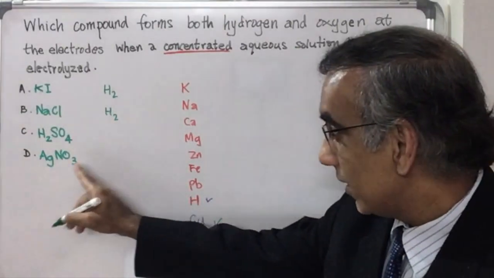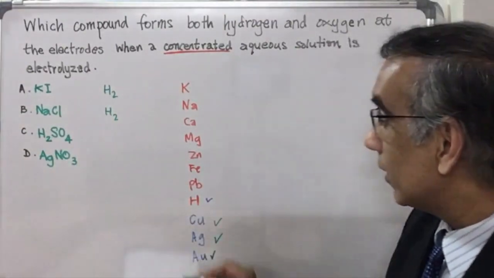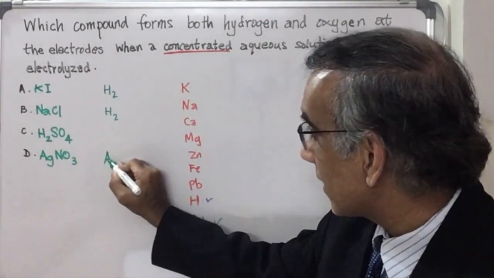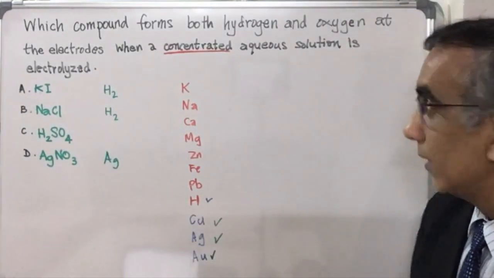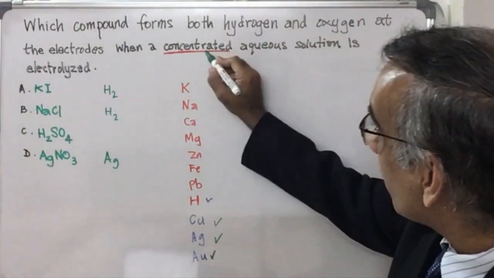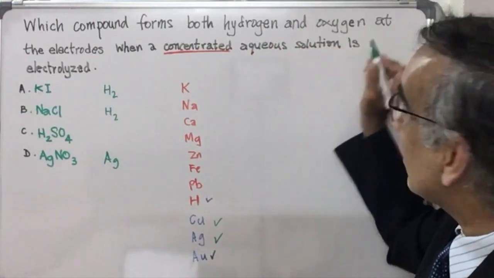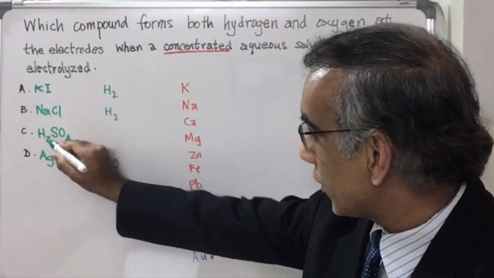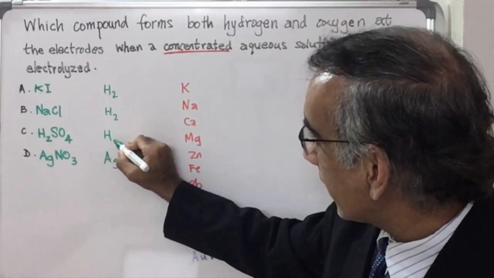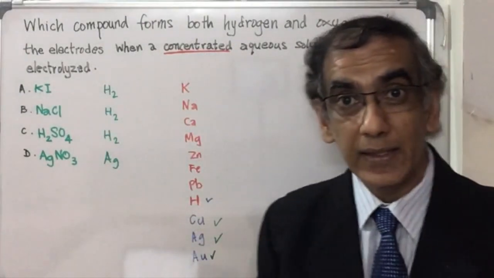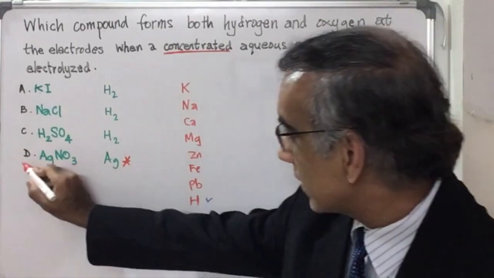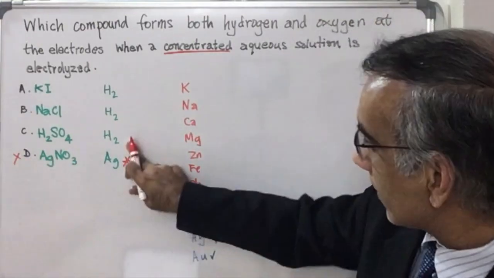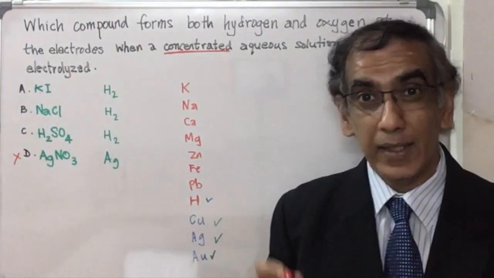Now in D, where you have silver nitrate, you are actually going to be able to get silver at the cathode. But the question says, which compound forms both hydrogen and oxygen? And of course here, sulfuric acid, with hydrogen being present here, you'll get hydrogen. So at this point, you've only eliminated D as a possible choice. So D is not your answer. Now, how do you differentiate among A, B, and C?